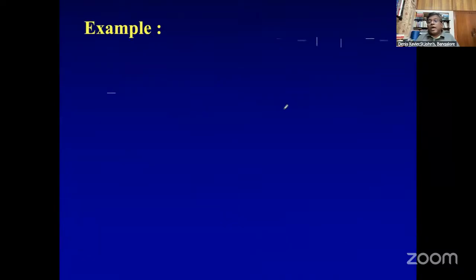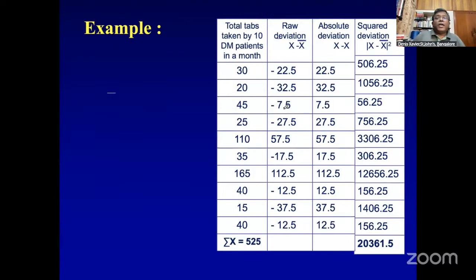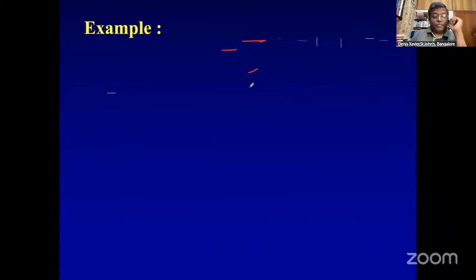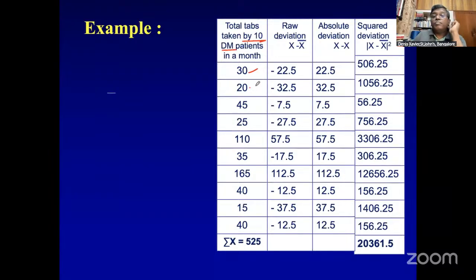So now let's look at how to quickly calculate the standard deviation. Okay, now these are data of tablets taken by 10 patients with diabetes in a month. Okay, this patient is once a day, took all 30 days, all right, and this patient missed 10 days. Sorry, I don't know why I keep jumping. This patient took 45, right? This patient maybe was supposed to take 2 tablets in a day or 3 tablets in a day, but whatever.